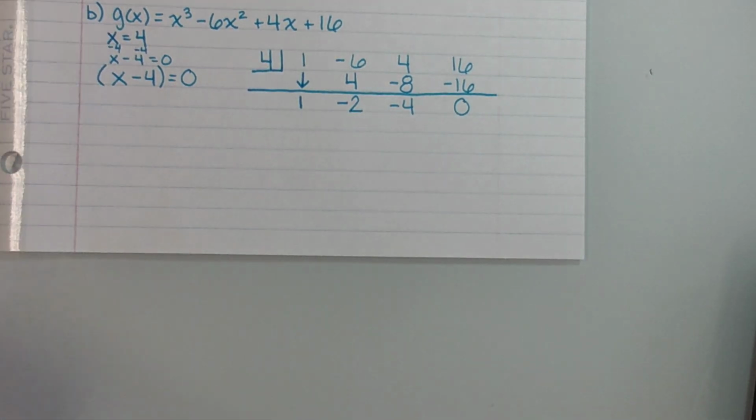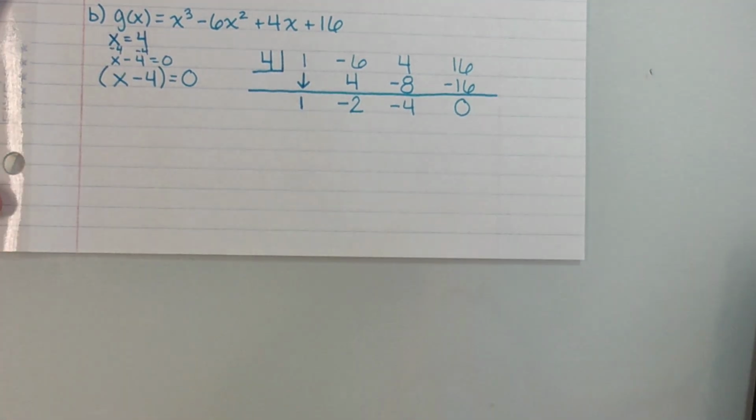My remainder is 0. Is it a shock that my remainder is 0? No, it should not be a shock that your remainder is 0. What if your remainder is not 0? Something's wrong. Either your root wasn't a root or you divided incorrectly.